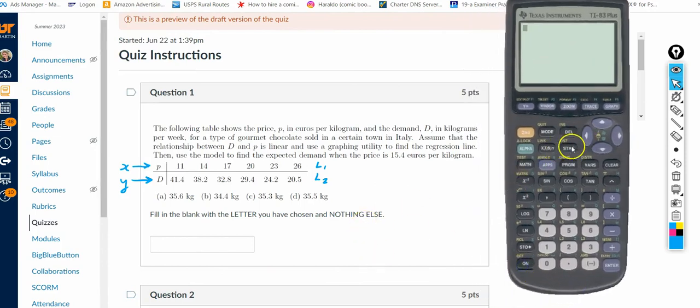I'm going to press stat. I'm going to scroll down and clear out my lists, list 1 and list 2. So second 1, comma, second 2. Then I'm going to put stat and then enter. And so on list 1, I'm going to put my first row, my X values. And then in my second list, I'm going to put my Y.